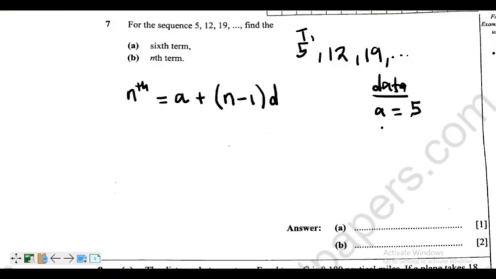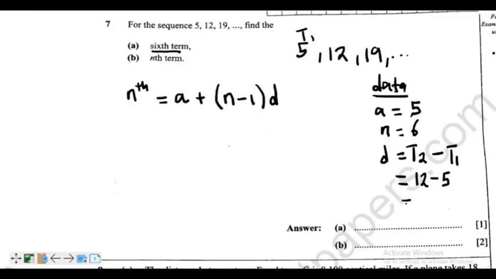Okay, then n stands for the number of terms. So the question is saying find the 6th term. So n will be represented by 6. Okay, then d stands for the common difference, and this is an arithmetic progression. So the common difference is found by getting the 2nd term, then we take away the first term, or you can get the 3rd term, subtract the 2nd term. So from here, the 2nd term is 12 minus our first term which is 5.